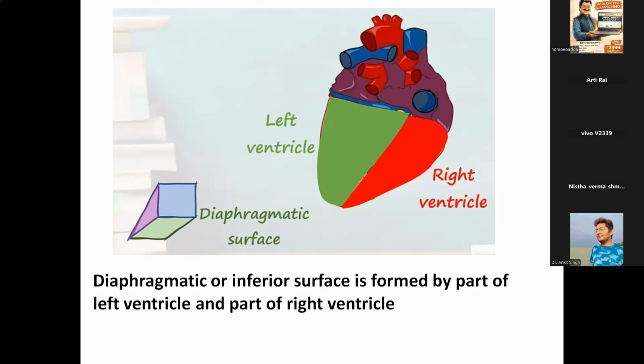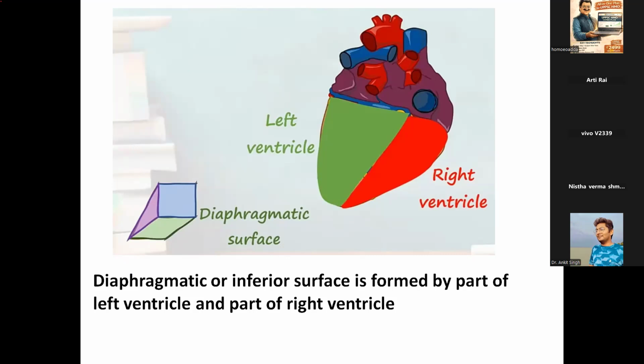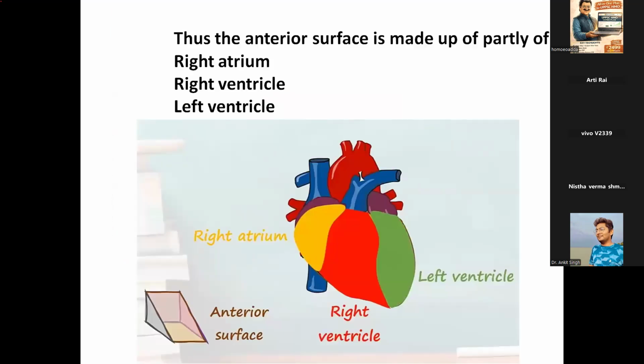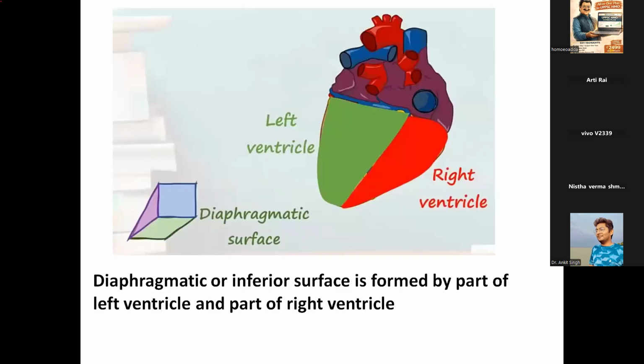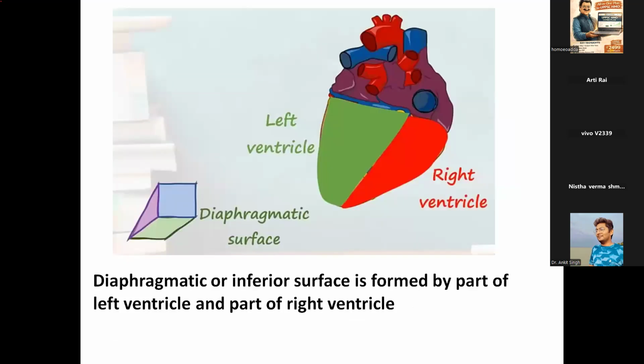Now try to understand: the base is contributed by the left and the right atrium, while the diaphragmatic or inferior surface is contributed by the left and the right ventricle, while the anterior surface is contributed by the right atrium, right ventricle, as well as the left ventricle. So these three chambers contribute to the anterior or sternocostal surface.